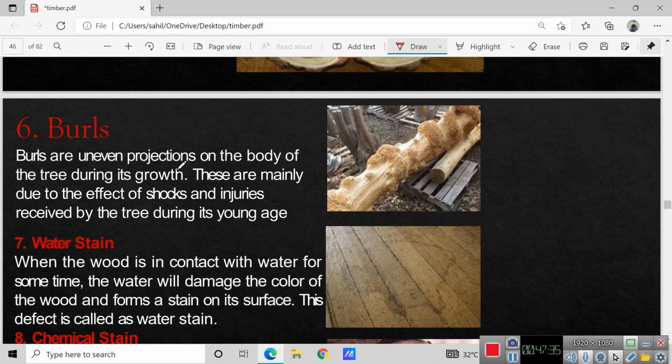Now, burls are uneven projections on the body of the tree during its growth. These are mainly due to the effects of shocks and injuries received by the trees during its young age. So you can see here there are uneven projections on the wood. These are due to the shocks and injuries withstood by the trees during its young age.